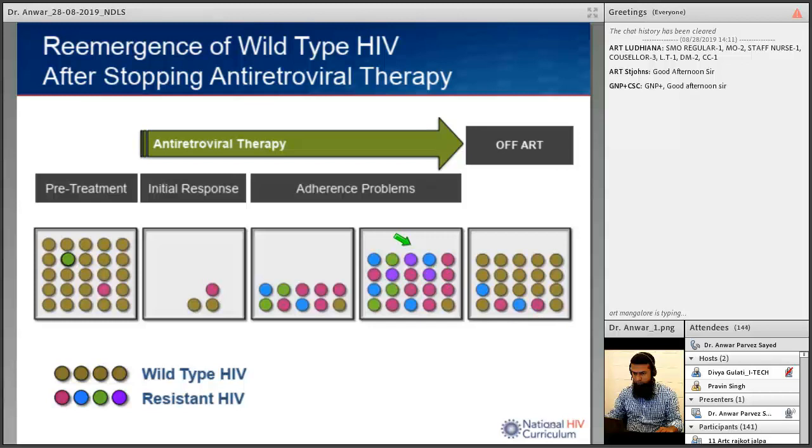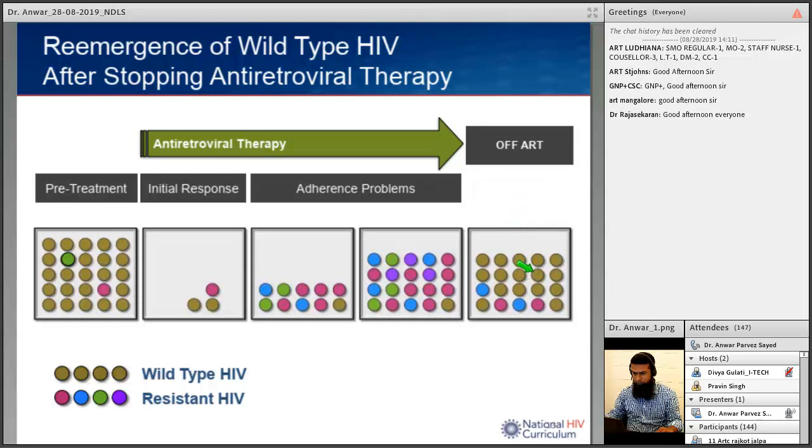But what happens is if the patient continues on this, there will be accumulation of these mutant viruses. There will be more and more mutant viruses, and that is why ART is not working. Viral load will not come down because the ART which we are giving here is sensitive to control only wild viruses. But if you stop ART, the wild virus will again get the opportunity to multiply because here the drug pressure has been removed.